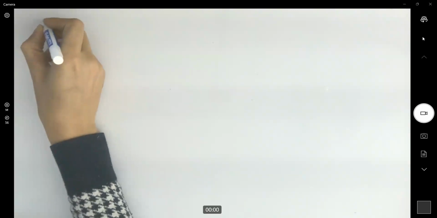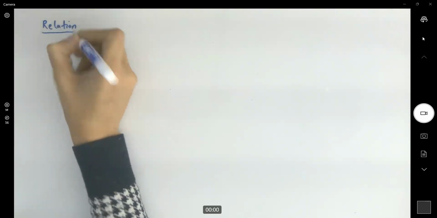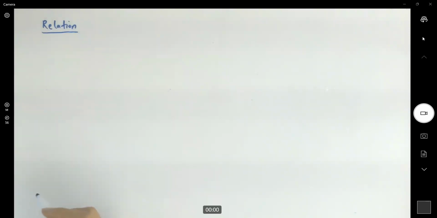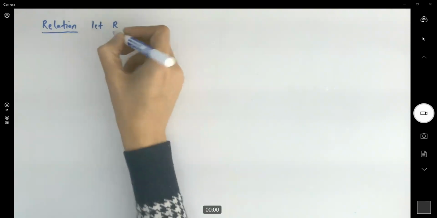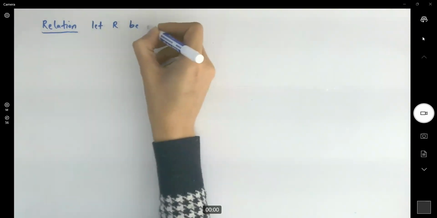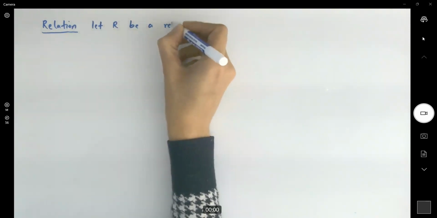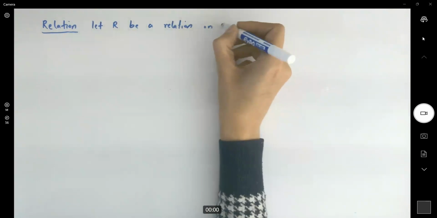Now that we define a relation, we're interested in analyzing some important properties on the relations. We're going to say that a relation like R, so let R be a relation on set A.